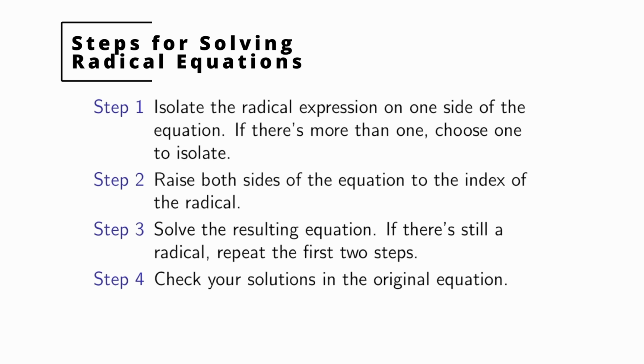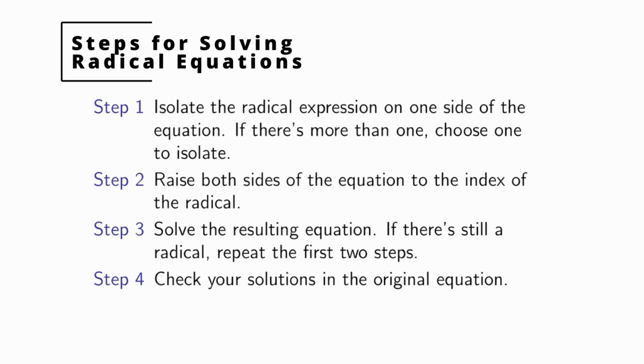What you'll do then is raise both sides of the equation to the index of the radical. So if you have square roots, once you have that square root on one side, you would square both sides. If you had cube roots, you would cube both sides. Okay. If you only had one radical expression to begin with, once you've completed step 2, you should no longer have any radical expressions. So then what you'll do is solve the resulting equation.